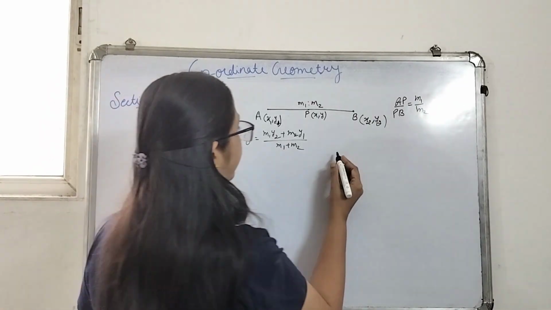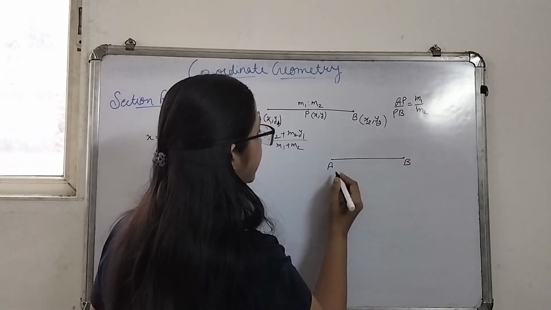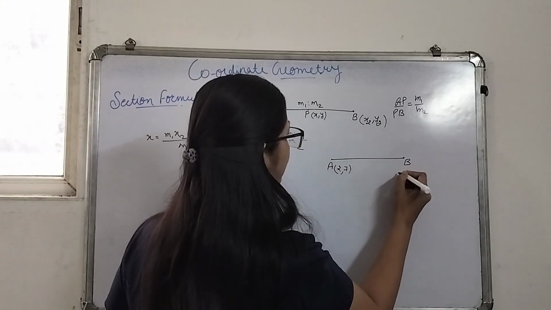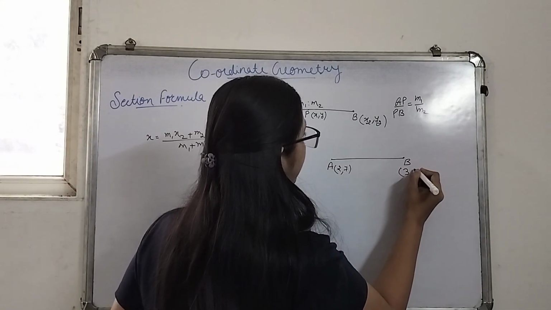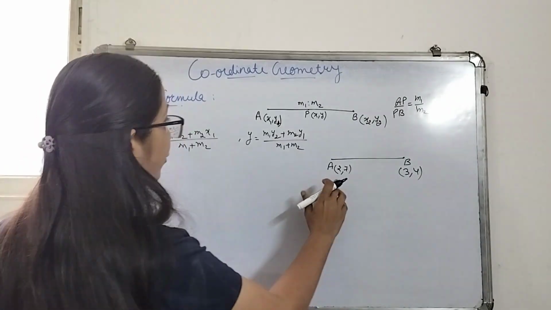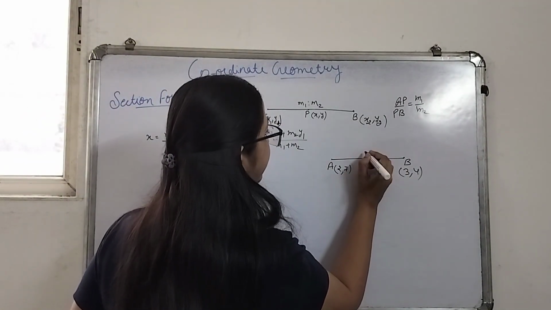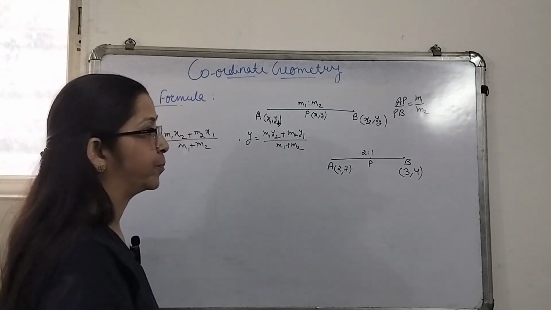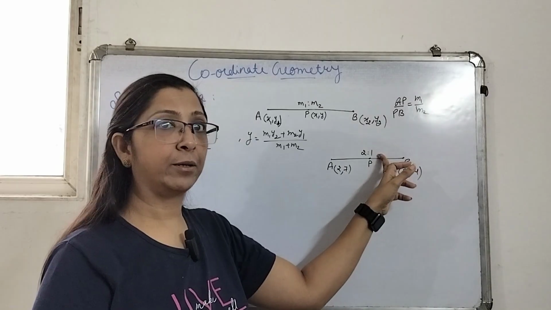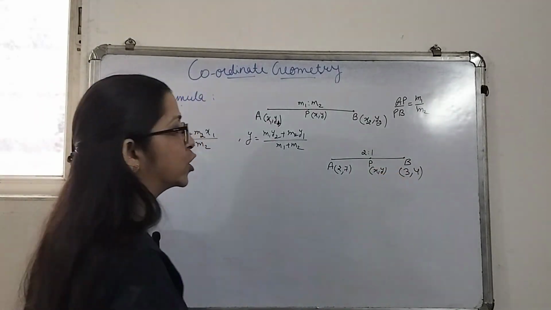Now suppose I am taking an example. Suppose this is the line segment AB. The coordinates of point A are 2, 7 and the coordinates of B are 3, 4. These two are the points. Now we have to find the coordinates of the point P which is dividing it in the ratio 2 is to 1. Here the value of m1 is 2 and the value of m2 is 1.